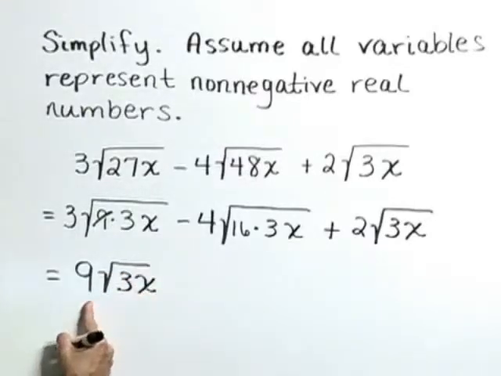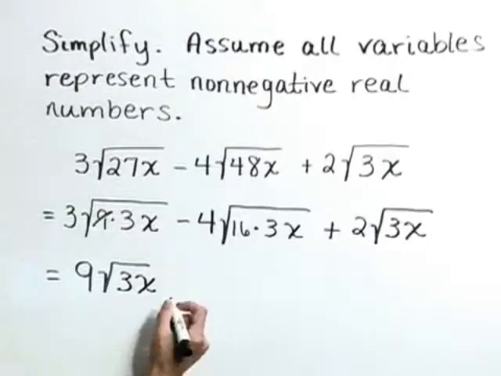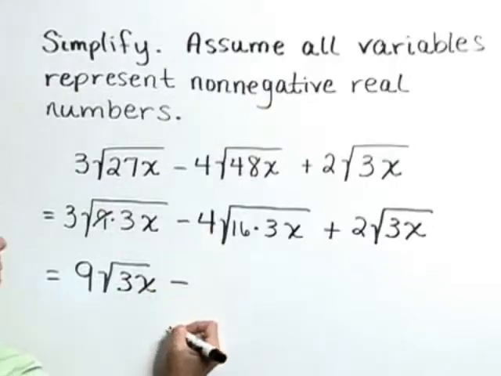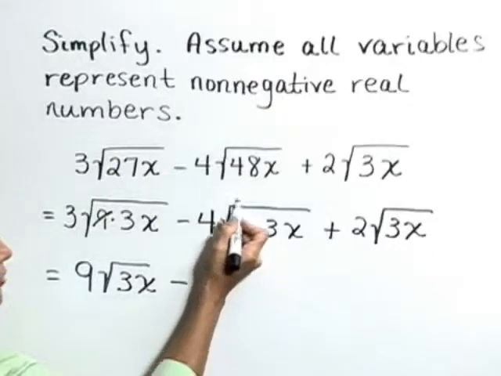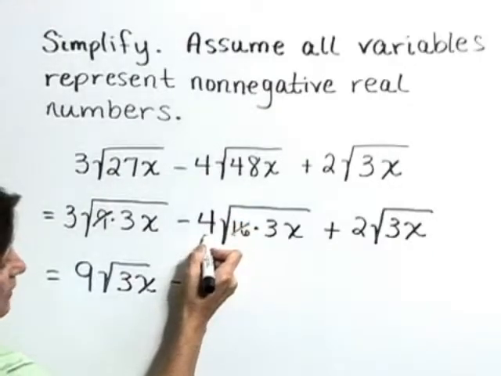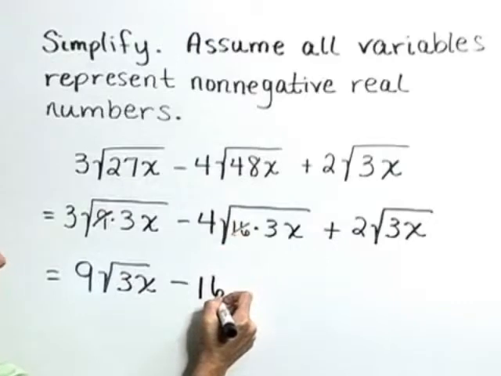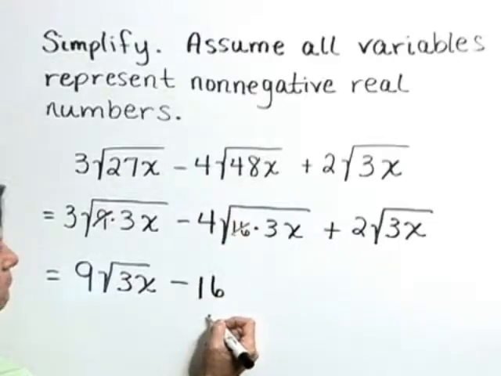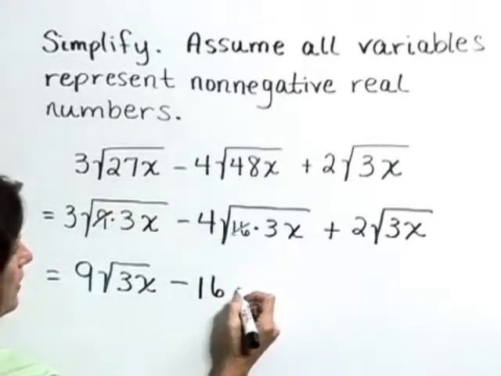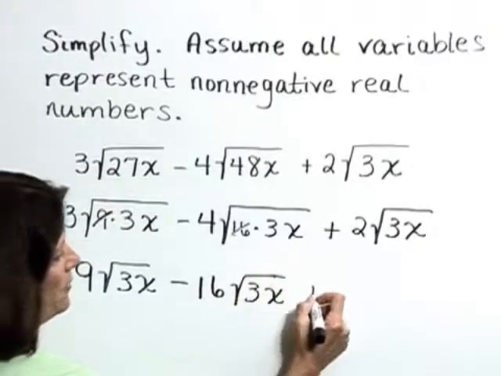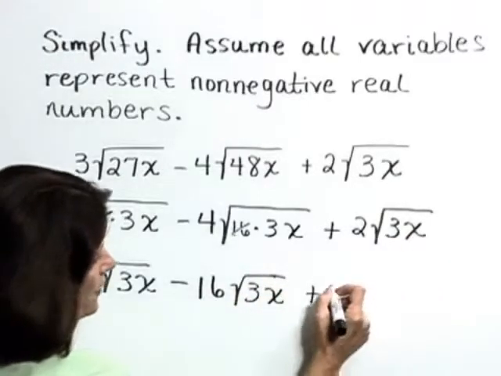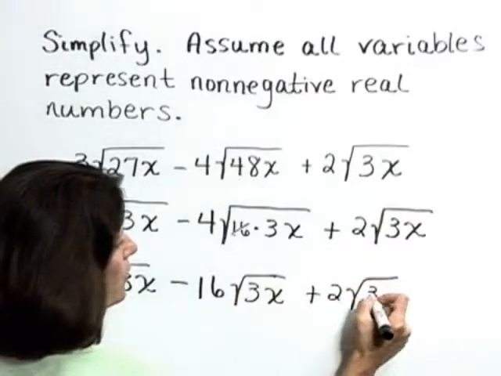So let's write that as 9 times the square root of 3x minus the square root of 16 is 4. So out comes a 4 times 4 gives 16 as the number outside the radical. 3x stays underneath. And lastly, let's just again rewrite that last term. 2 times the square root of 3x.